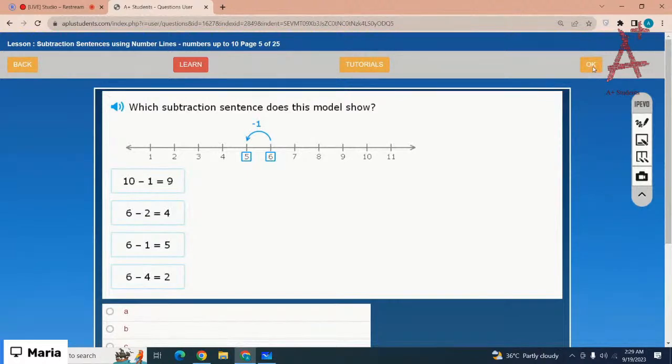Which subtraction sentence does the model show? So which is the correct option? The correct option is, very good, 6 take away 1 equals 5. The correct option is 6 take away 1 equals 5. That would be option C.